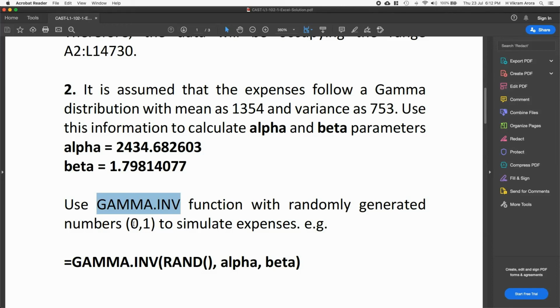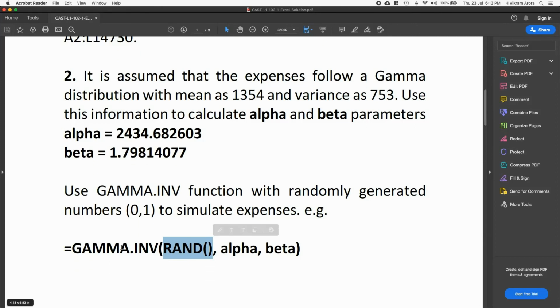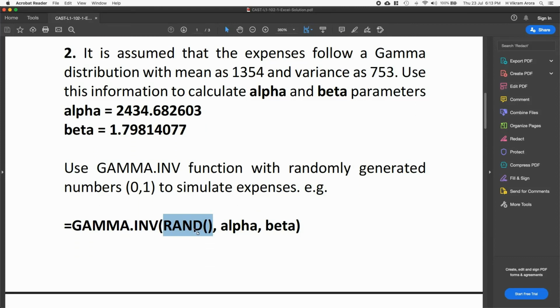Many packages, including Excel, allow you to generate a random number between two digits. So we can do that. We can use the rand function to find a random value between 0 and 1. As you can see here, just typing rand will also give you that, because by default it takes between 0 to 1. And so this is your percentage point. Rand is your percentage point, alpha and beta are your parameters. When you use the gamma inverse function, it will give you an x value which corresponds to these alpha and beta calculated from the information given.